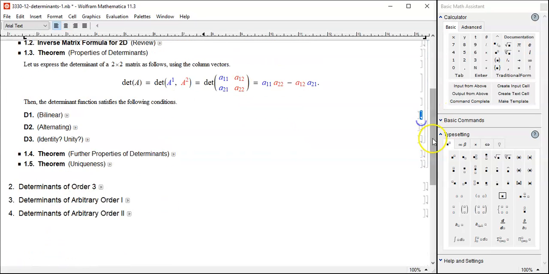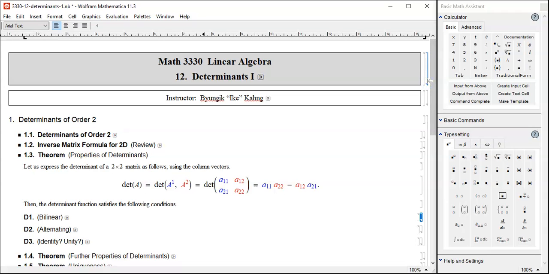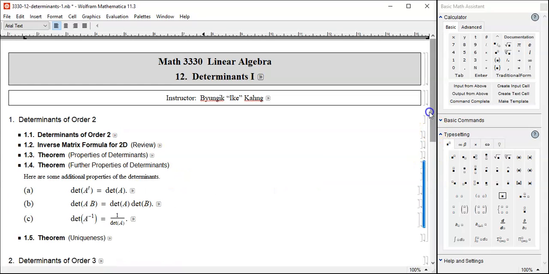So what's the conclusion? We proved these three basic fundamental properties of determinants for 2x2 matrices: bilinear, alternating, and identity properties. Okay, going well. Here are some further properties of determinants. Okay, first and third are going to be simple. The second is going to be not that simple. Not difficult, but it's going to be tedious. Okay, let's do first one.